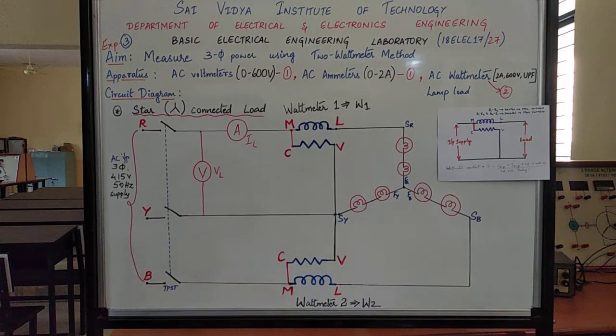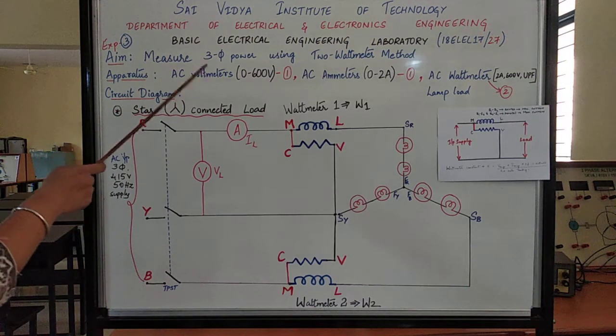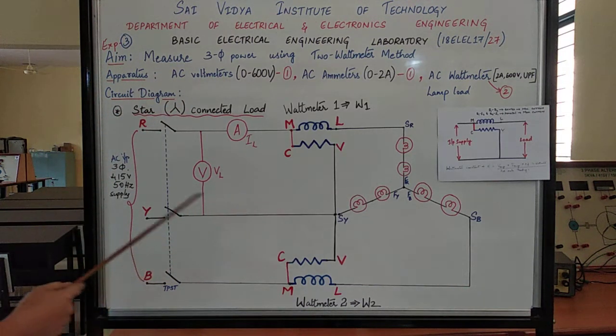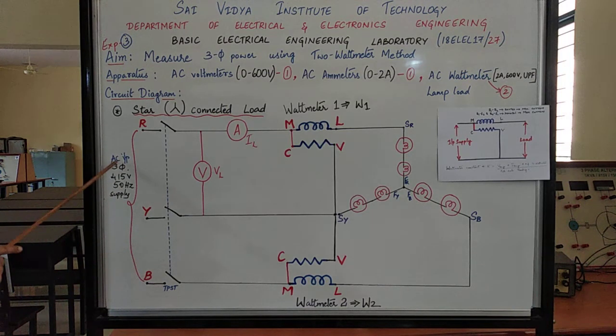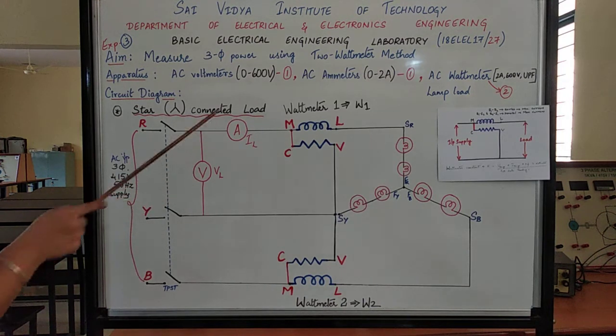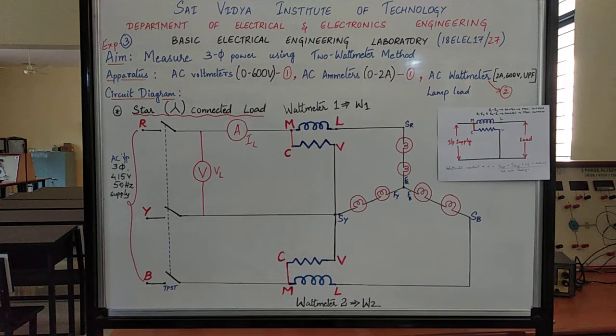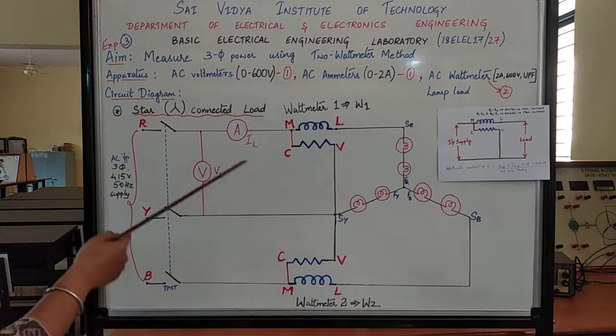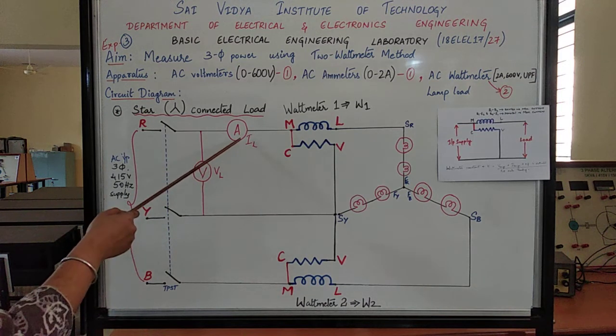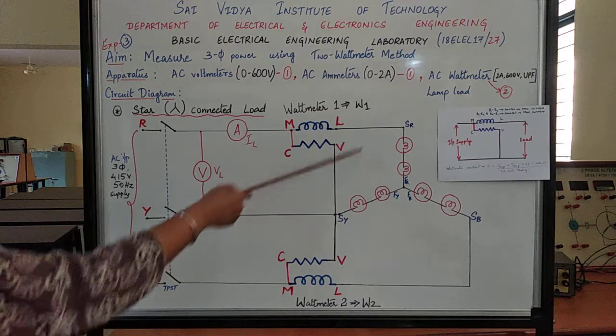Now let us learn about the circuit diagram to conduct this experiment and also the apparatus required to accomplish the same. So the apparatus required, through the circuit diagram, let us understand. We need an input which is three-phase AC input, 450 volts, 50 hertz supply. Then we are using a load, such as this lamp load, which can be connected in star or delta connection based on requirement. Then measuring instruments such as AC voltmeter, AC ammeter and AC wattmeter.